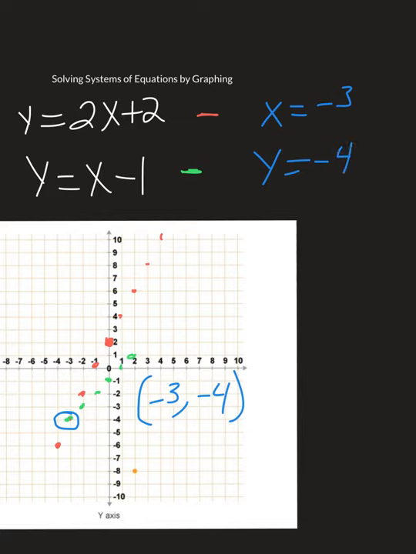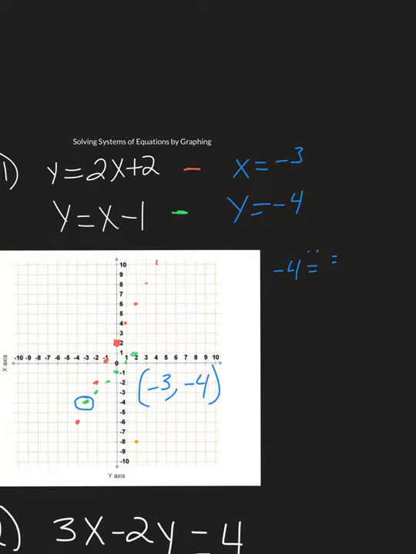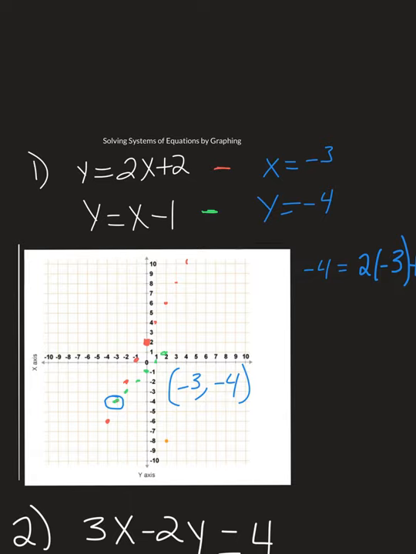However, we're not done. The last thing that we need to do is check our work. So we need to plug these values in to make sure they're true. So we're going to plug in -4 for y, and we're going to get -4 is equal to, I'm going to zoom out a little bit, 2x, and we know that x is -3, plus 2, right? That's what happens when we plug in our x and y, our -3 and -4, into this top equation.